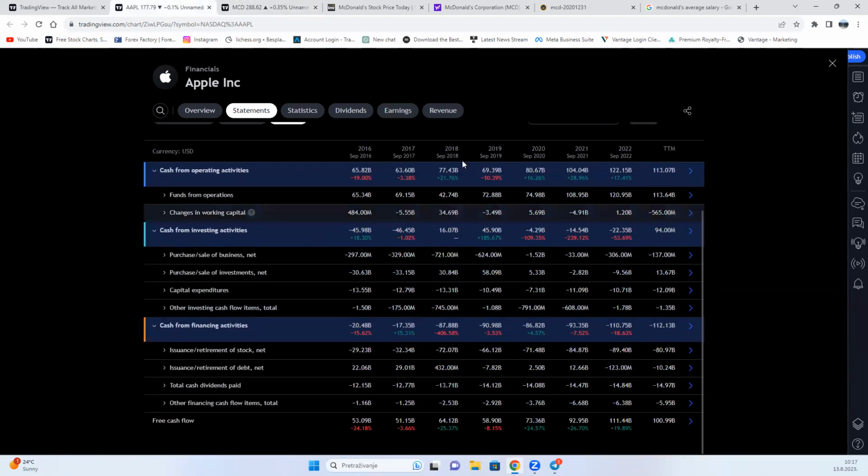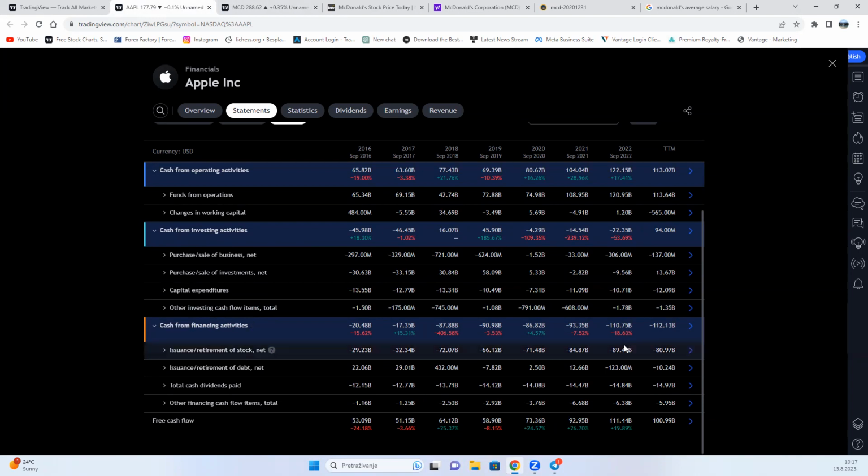So when you look at this, you can say, well, Apple can afford to buy back its shares, right? They invested 22 billion, cash flow from financing 110 billion. And out of this 110 billion, they spent 89 billion to buy back their shares. They can afford it. You see the difference. You see how their operating activities have increased.